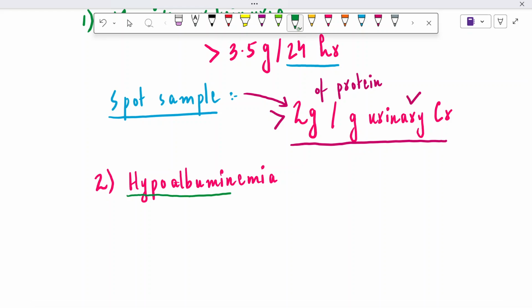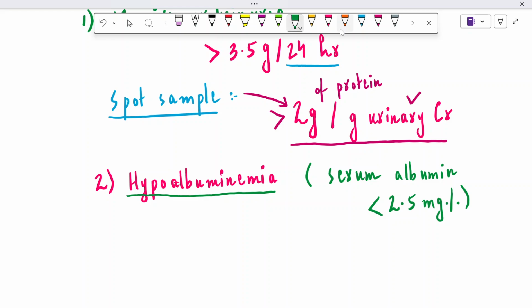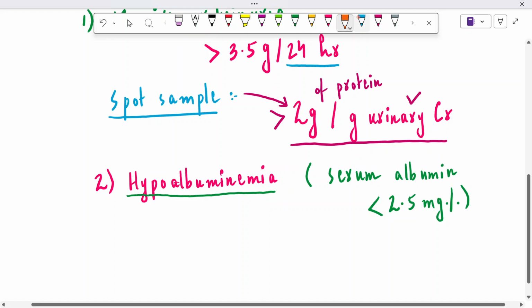Hypoalbuminemia is very suggestive of the nephrotic syndrome. But what is the amount? If the serum albumin is less than 2.5 milligram percent, then we can suggest that this is a hypoalbuminemic state. But what is the normal range of albumin in the blood?